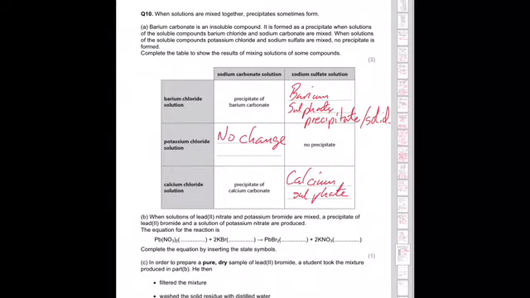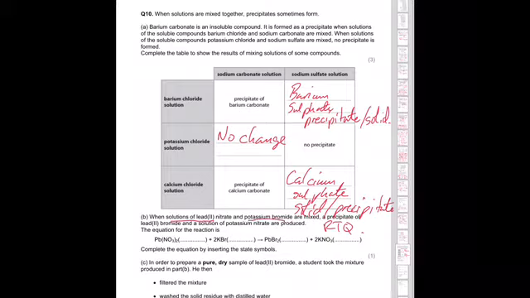Next one is calcium chloride plus sodium sulfate. You're going to make calcium sulfate, which is another insoluble sulfate. And it's white, so you're going to see a white precipitate or a white solid forming. That's just learning your solubility rules.